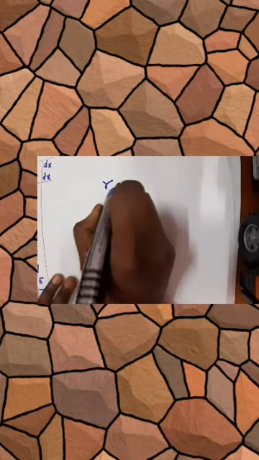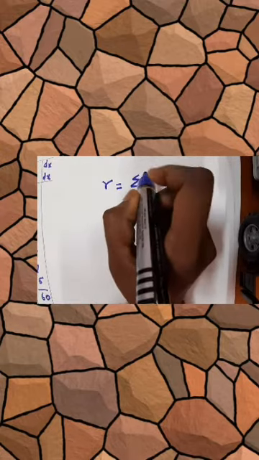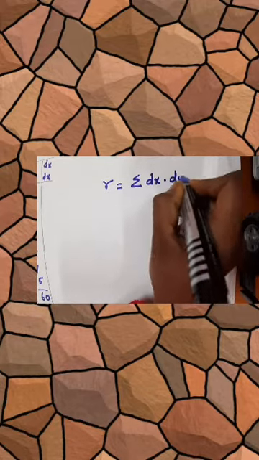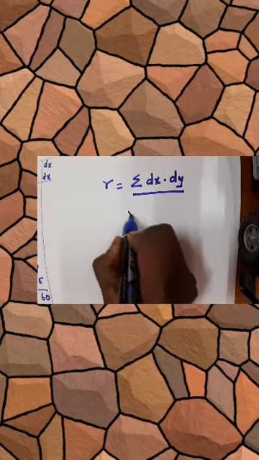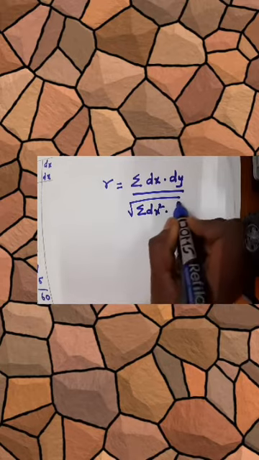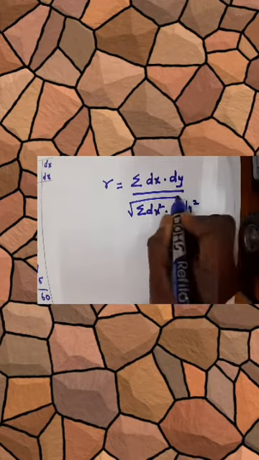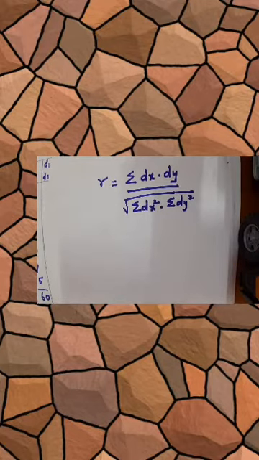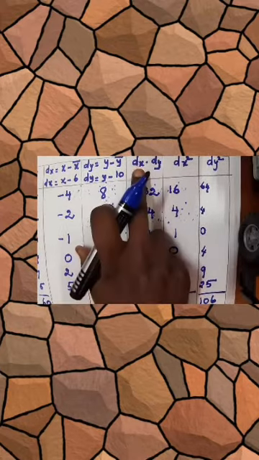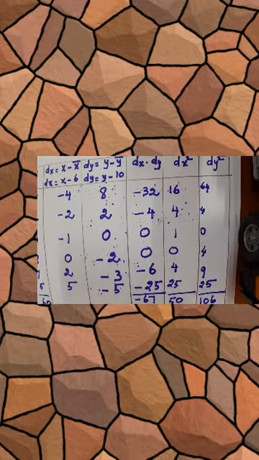So what is the formula for the coefficient of correlation? Karl Pearson's coefficient of correlation. R is equal to summation of dx times dy divided by square root of summation of dx square times summation of dy square. So the value of r is equal to, what is your summation of dx dy we got? Summation of dx dy we got is negative 67.